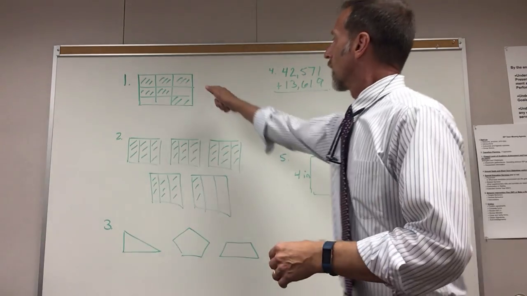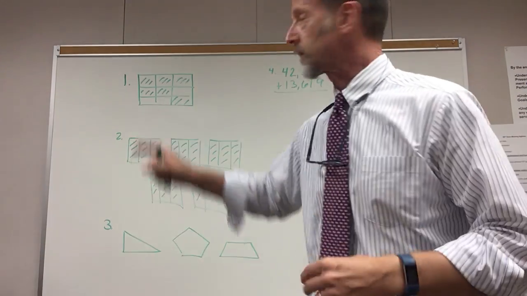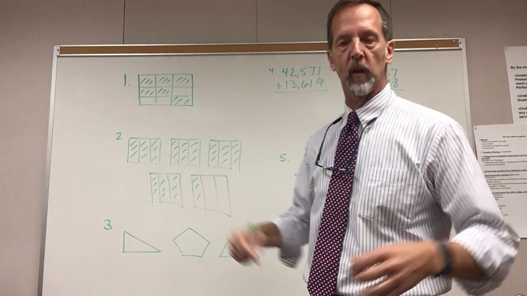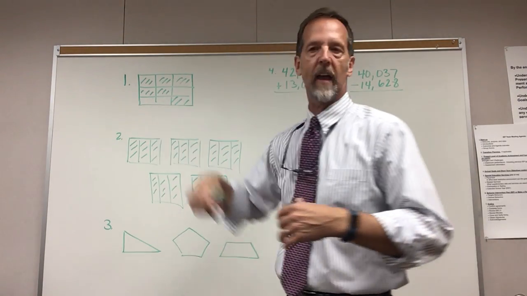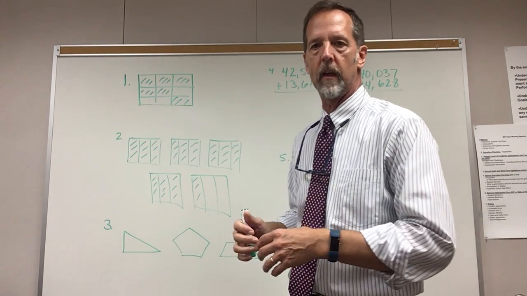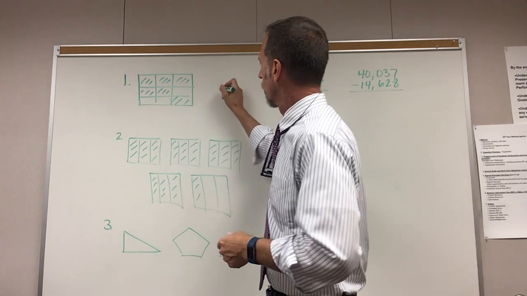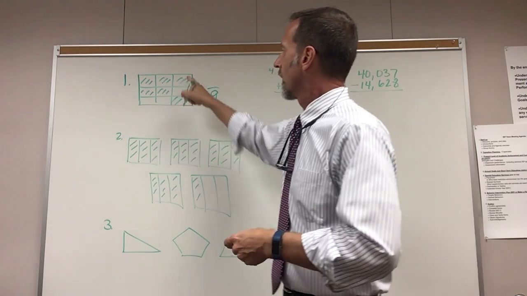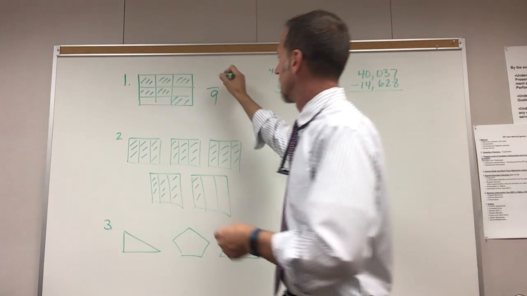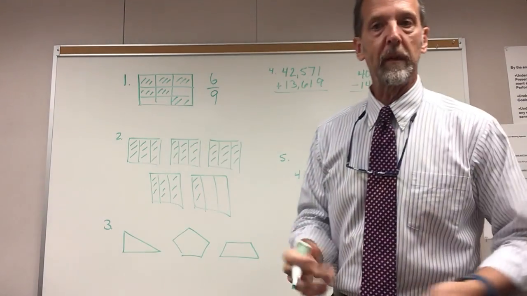Here we go. Question number one, you had to give me two fractions for the shaded amount in this picture. Well, the first one's easy enough. We want to count all of the rectangles or squares that we see inside the shape. There are a total of 9, and then there are 6 that are shaded. So one fraction would be 6/9.